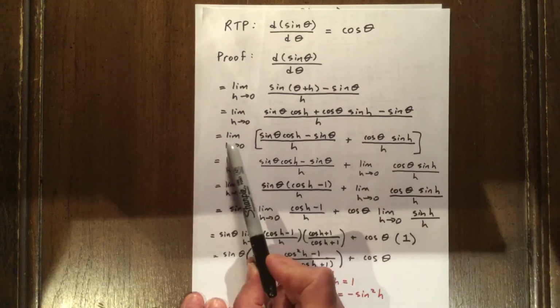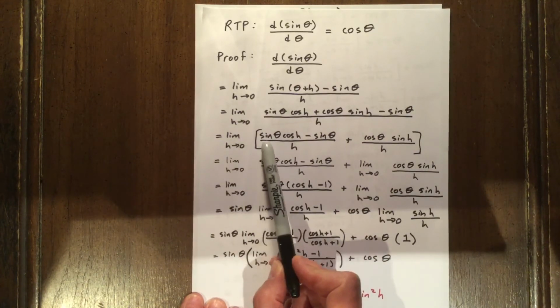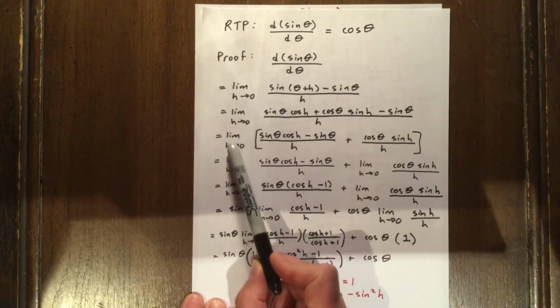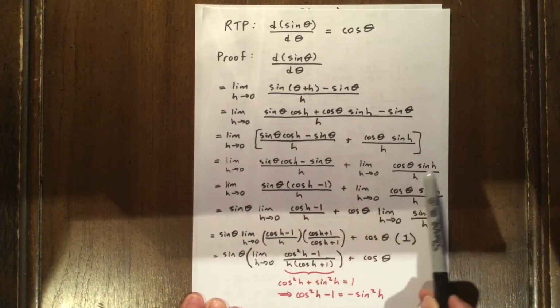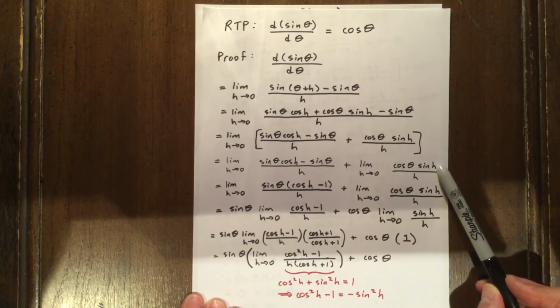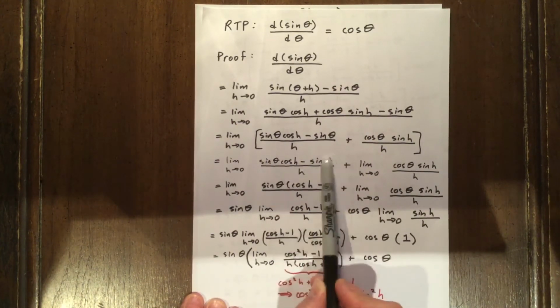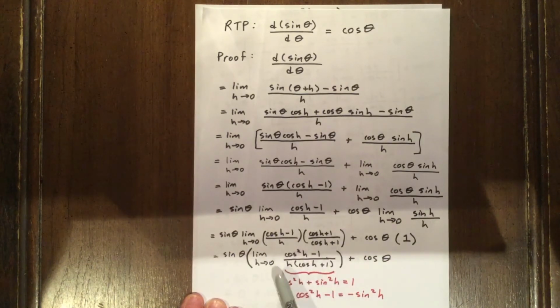Now, we're going to take this limit as h goes to 0. Instead of doing the limit of the whole thing, we're going to add the sum of the limits. In other words, take this limit as h goes to 0, put it there. We're allowed to do that. And next, we're going to factor out sine theta from this numerator, like that.